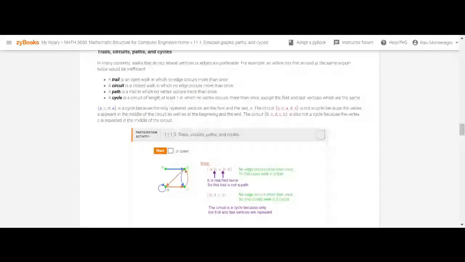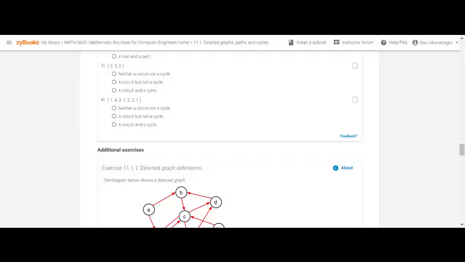As I said, there's lots more terminology. I'm going to skip this. This is just different terms about walks.